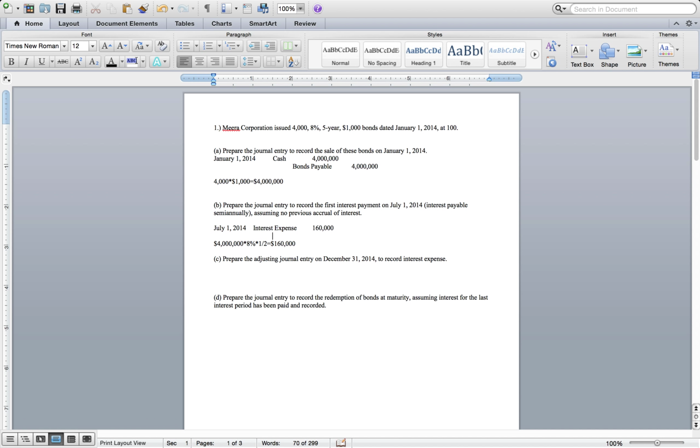Now it says here it was an interest payment. So you used cash to pay this. So you want to credit cash to decrease cash. So credit cash for $160,000.